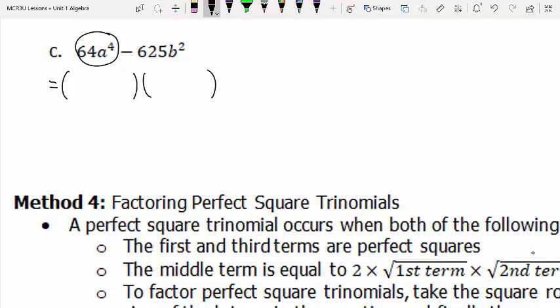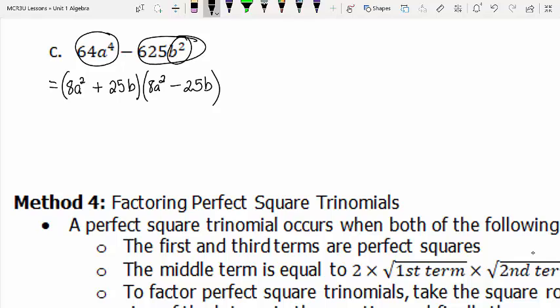Okay, so what's the square root of 64? It's 8. And then what times itself is a to the power of 4? A squared. Okay, so that's the square root. Okay, so what's the square root of 625b squared? Well, the square root of 625 is 25, which you're welcome to use your calculator to figure out, and then the square root of b squared is just b. And then put an addition sign in one and a subtraction sign in the other.